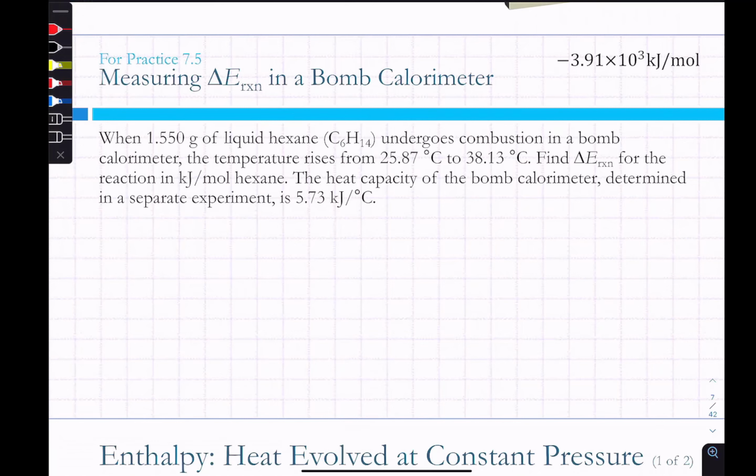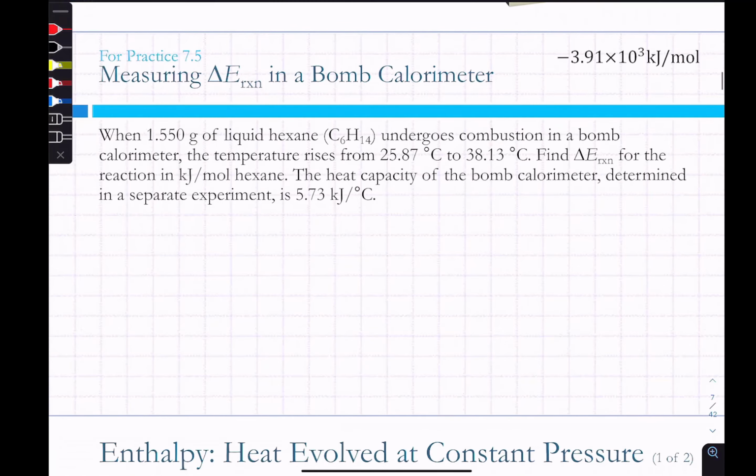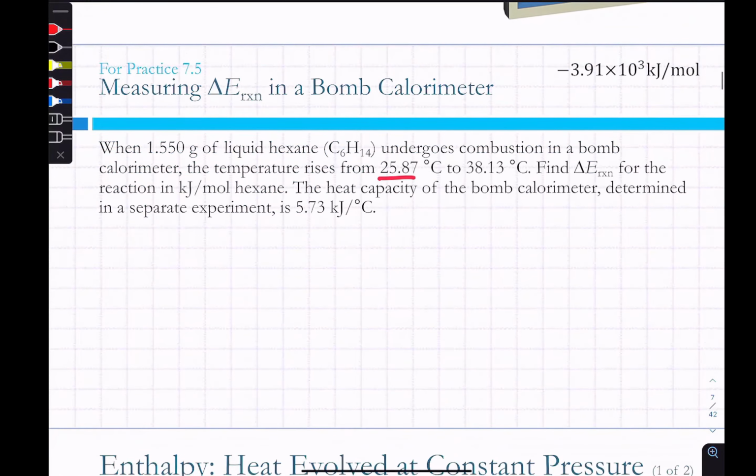So for this reaction, we have 1.550 grams of liquid hexane undergoes combustion in a bomb calorimeter, and the temperature rises from 25.87 degrees C to 38.13 degrees C. Find the delta E of the reaction in kilojoules per mole hexane. The heat capacity of the bomb calorimeter is 5.73 kilojoules per degree C.